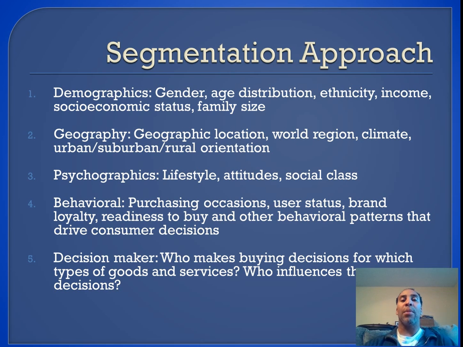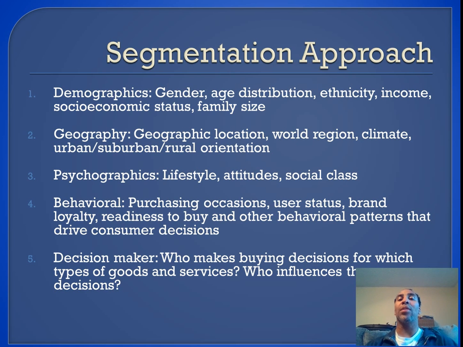Segmentation approach, demographics, right? So you have gender, right? Are you male or female? Age, are you young, old, in between? Distribution, ethnicity, income, right? So what ethnic group are you? How much do you make? Socioeconomic status, what's your actual status, and family size. So do you have 2 people in your family? Do you have 10? Geography, so geographic location, world region, climate, urban, suburban, rural orientation, right?